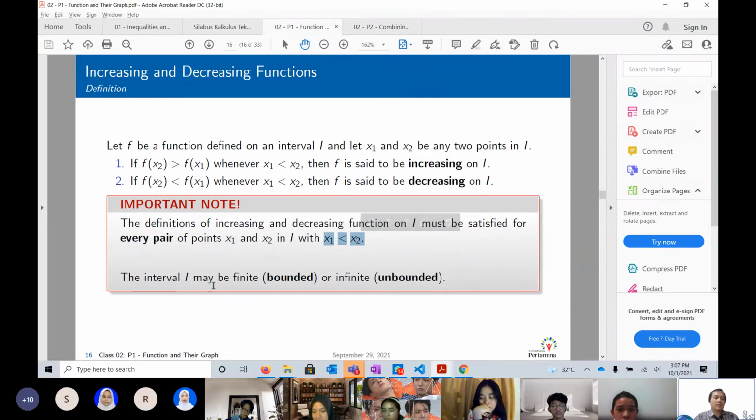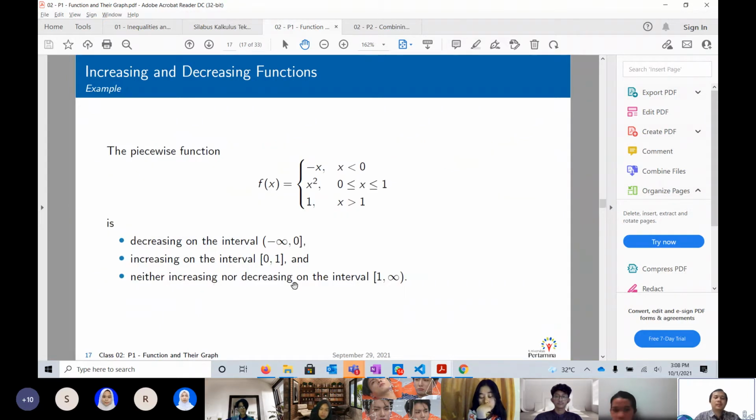And the interval I can be finite, let's say from 0 to 1 or from -2 to 2 or whatever, that is called finite. Or the interval can also be infinite, let's say from 0 to positive infinity, or from negative infinity to, let's say, -5, or from negative infinity to positive infinity, and so on and so forth. This is the definition, and for the example, we have this.